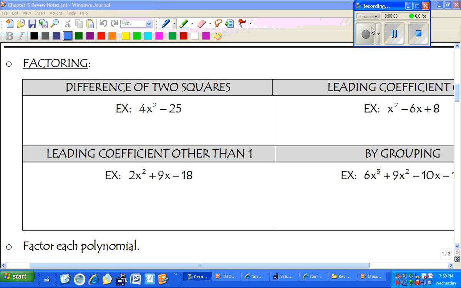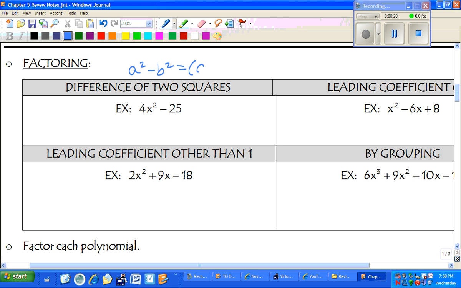One of the things we revisited this chapter was factoring. So you'll have a little bit of that on the test. The difference of two squares, that's one. Remember, if we have a squared minus b squared, something squared minus something else squared, we get a plus b times a minus b. Right? Because when we distribute that, those middle terms cancel out, and we're just left with a squared minus b squared.